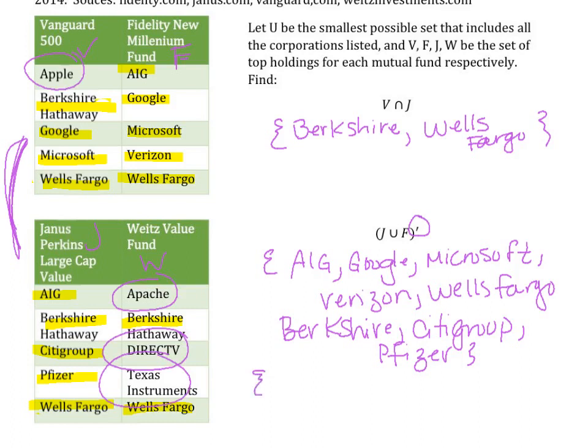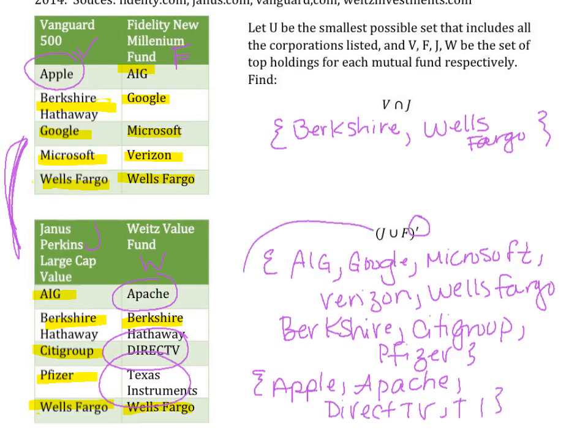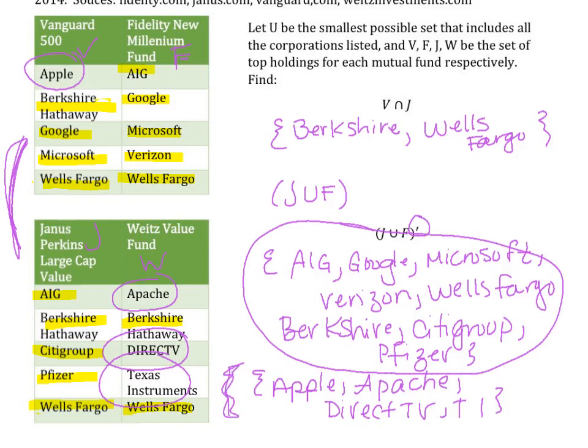So our solution is Apple, Apache, DirecTV, and Texas Instruments. So this part here included J union F. And then when we did this last part, we want the items that are in the whole set but are not in J union F, which would be this part here. Now this concludes section 7.1 on sets.